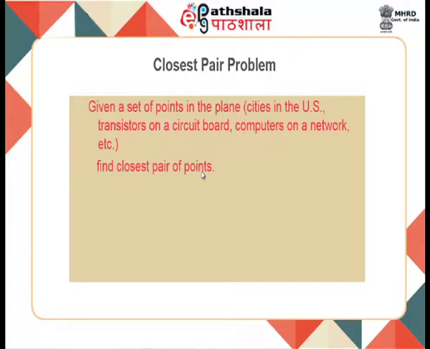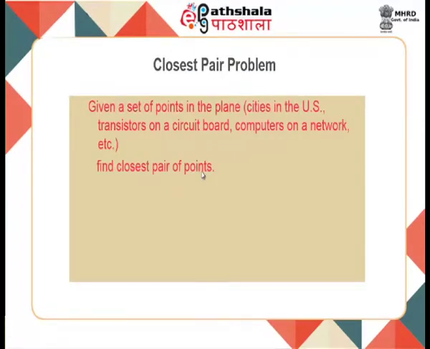So let me recollect the closest pair problem that was discussed as part of the brute force strategy. Here we are given a set of points. The points can represent cities, or transistors in a circuit board, or computers in a network, and the objective of this problem is to find the closest pair of points. That means we have to return 2 points that are closest to each other.